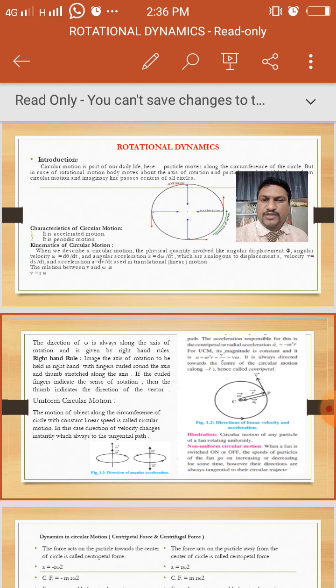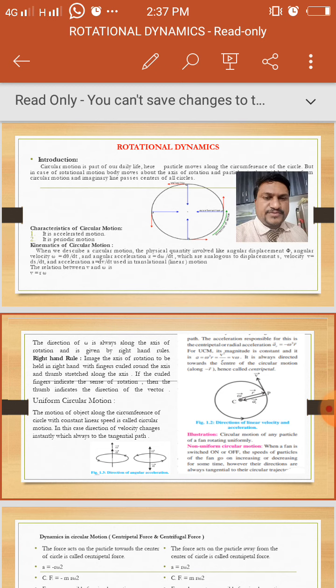So, let us discuss the new chapter of rotational motion in 12th science in physics subject. Now here, in this year, the syllabus of 12th science has changed tremendously. In the old syllabus, this chapter had the name rotational motion, and here it changes into rotational dynamics.